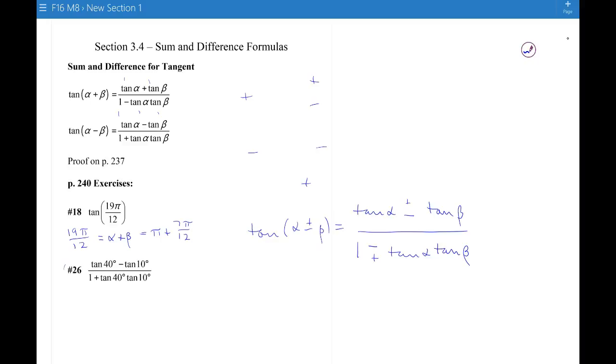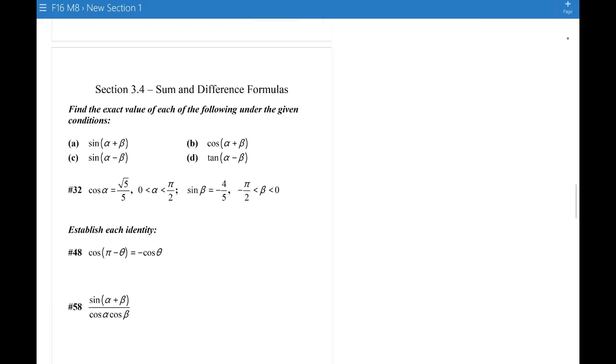And then number 26 is one of recognizing the pattern. And see, this is the pattern where alpha is 40 degrees, beta is 10 degrees, and I have a minus in the top and a plus in the bottom. So that's the tangent of 40 degrees minus 10 degrees because it matches that pattern. So it's the tangent of 30 degrees. So this is going to be root 3 over 3.